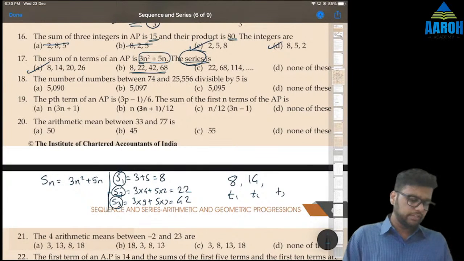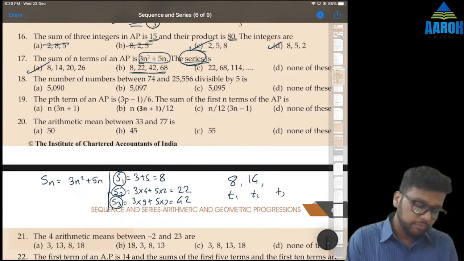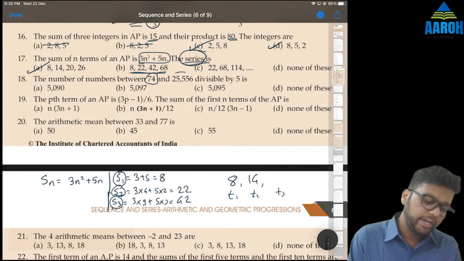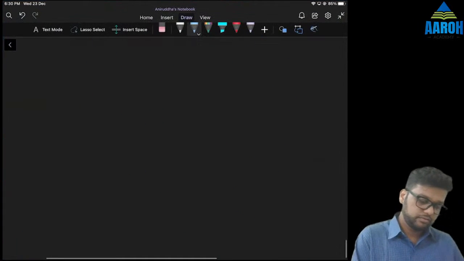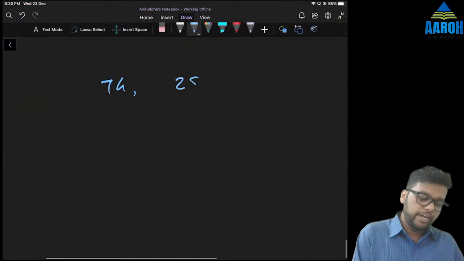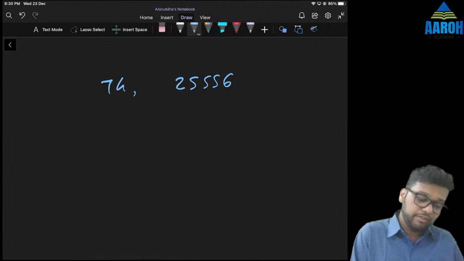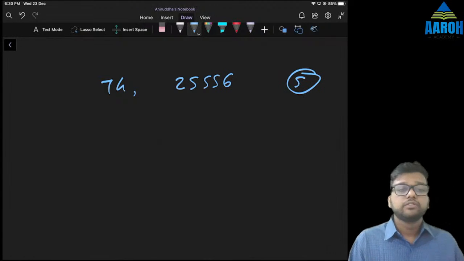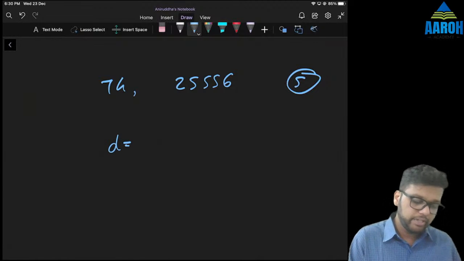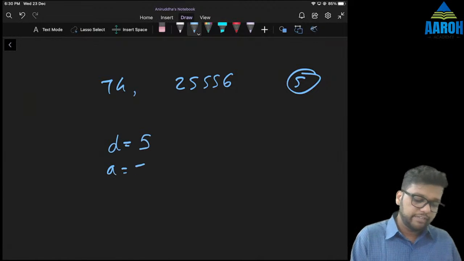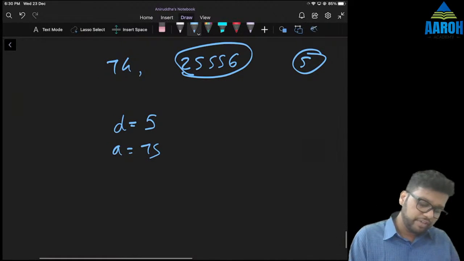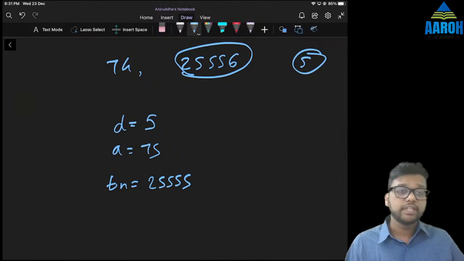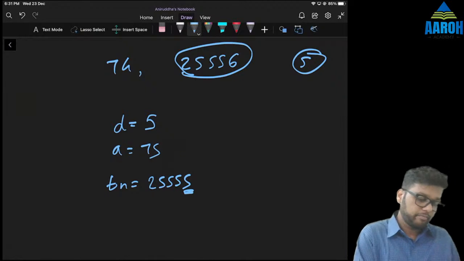Let's go to the 18th. Number of numbers between 74 and 25,556 divisible by 5. We want numbers divisible by 5, so obviously they are going to be in AP. Common difference will be 5. First term will be 75 because that is the first number which is divisible. The last number divisible by 5, Tn, will be 25555, right? Because that is divisible by 5, the last digit should be 5.